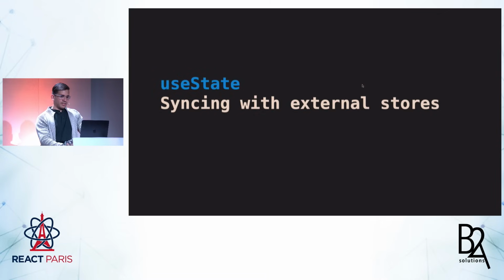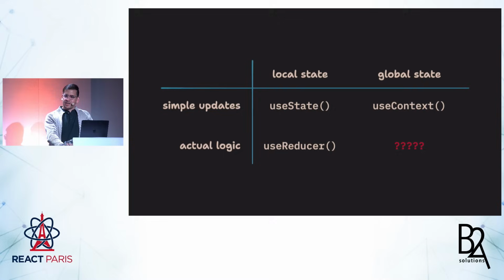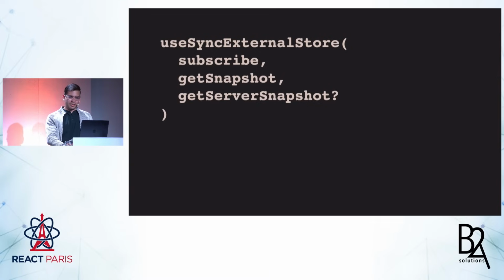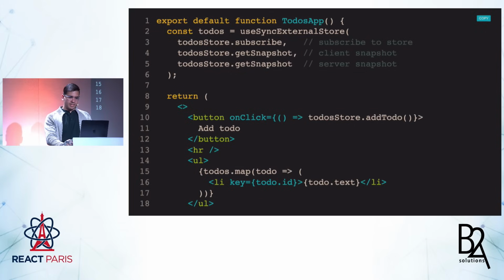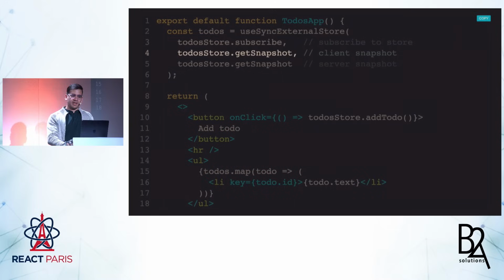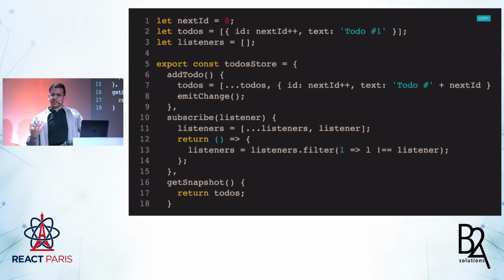I mentioned that just to quickly talk about external stores, because external stores are the missing piece between having global state with actual logic and having local state. React doesn't really have a built-in solution for sharing state between different components. So that's where useSyncExternalStore really comes in. If you don't know about this hook, I would excuse you because it is hidden in the other hooks section. They give an example in the React documentation with the to-dos app, where you just pass in a way to subscribe to the store, a way to get a snapshot from the client and from the server, and then you can connect to that store.